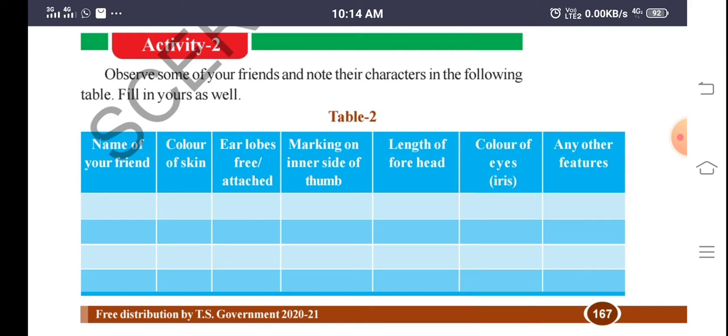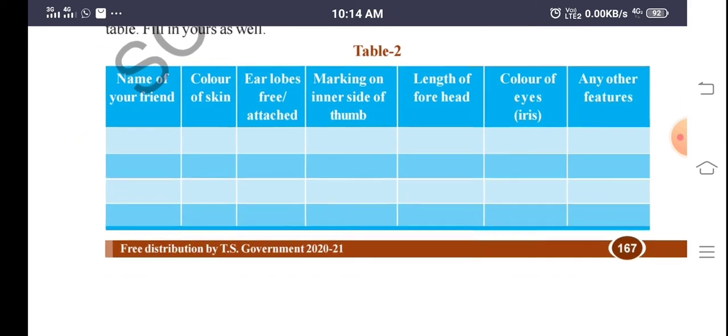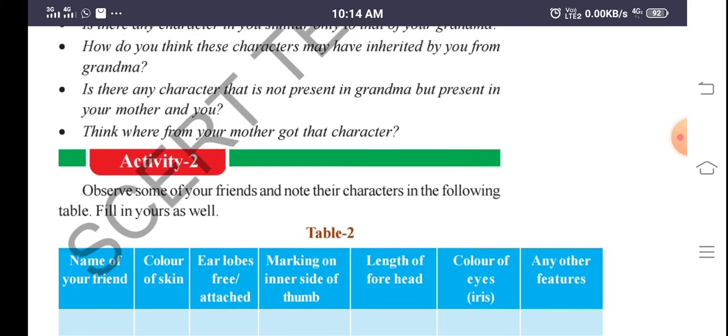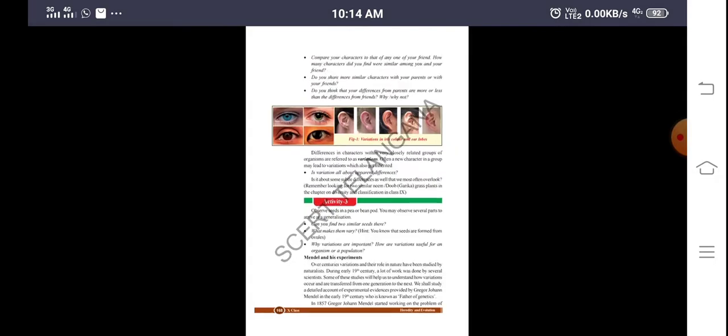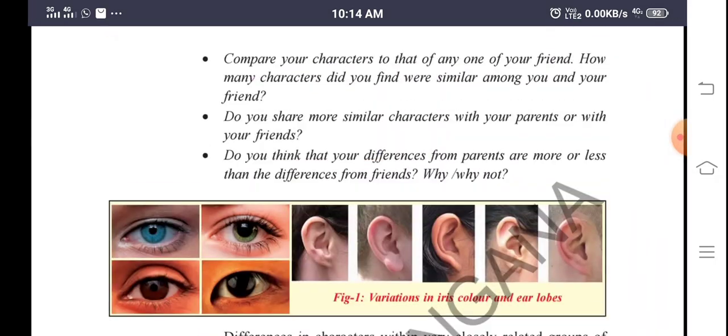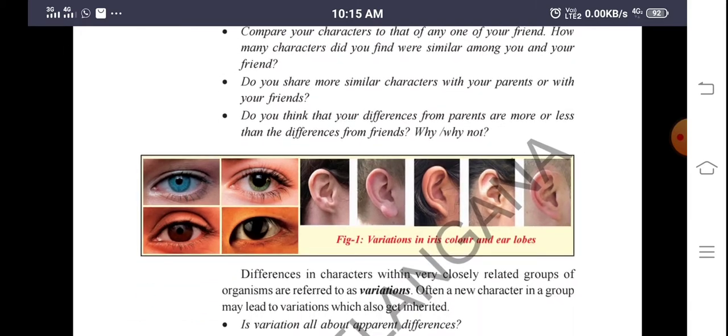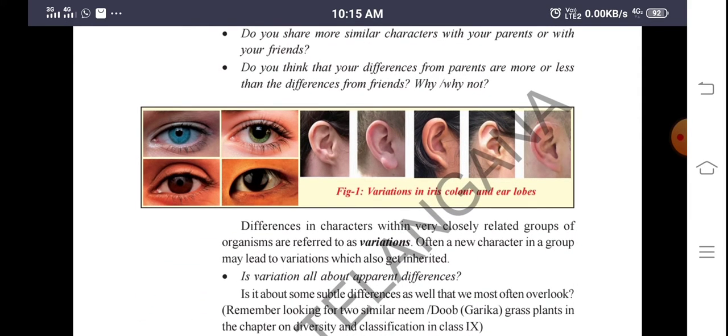We can see that regarding the iris, some of the people will have white cat eyes like that. So there will be variations in this. Whatever changes occur between you and your friend, those are called variations. So let us compare your characteristics with variations in iris.